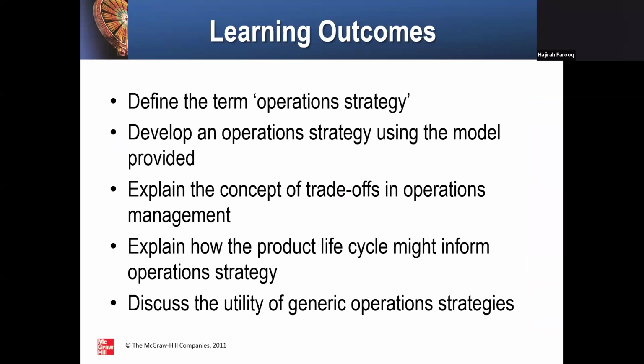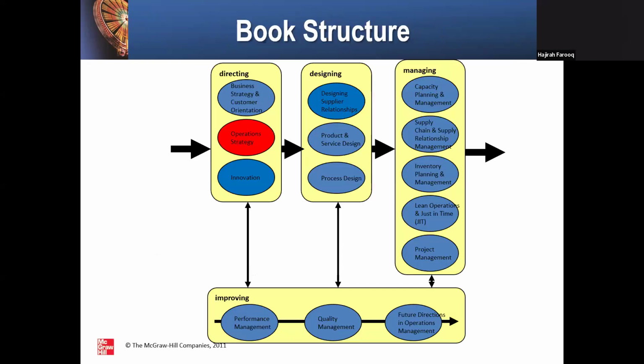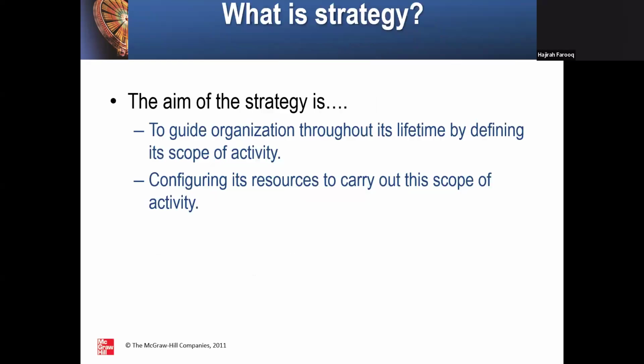So the learning outcomes for this chapter would be to define the term operation strategy, develop an operation strategy using the model provided, explain the concept of trade-offs in operations management, explain how the product lifecycle might inform operation strategy, and discuss the utility of generic operation strategy. So as per the book structure, this is chapter 2, operation strategy.